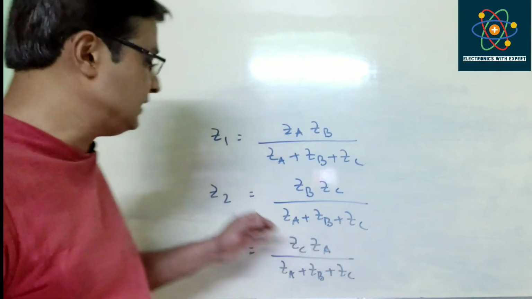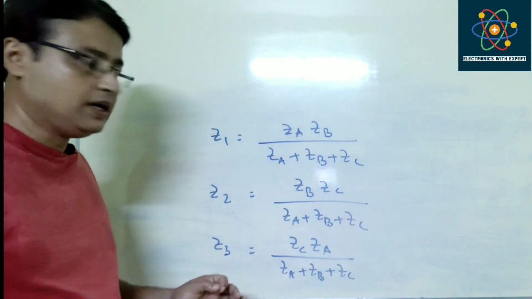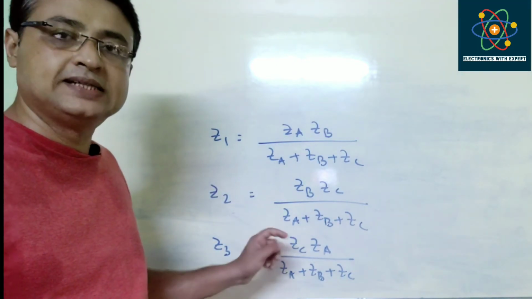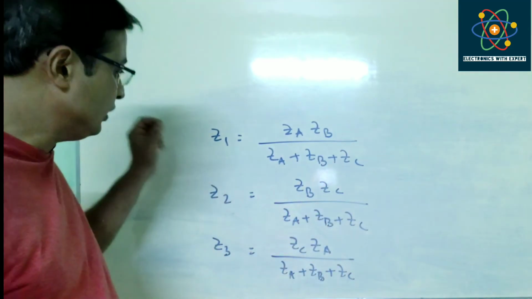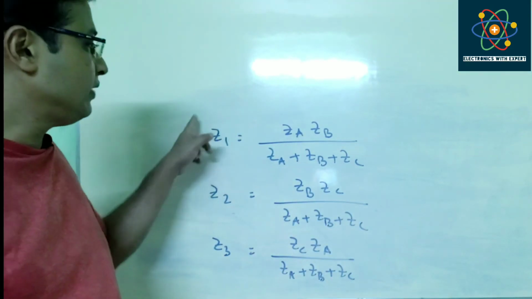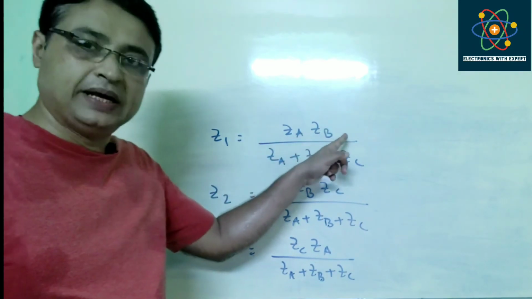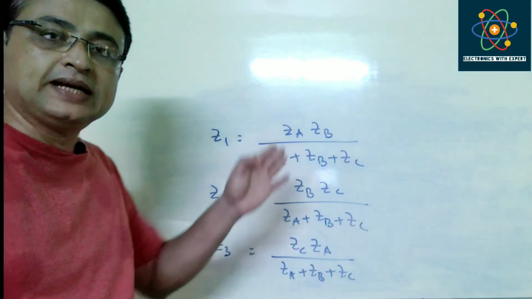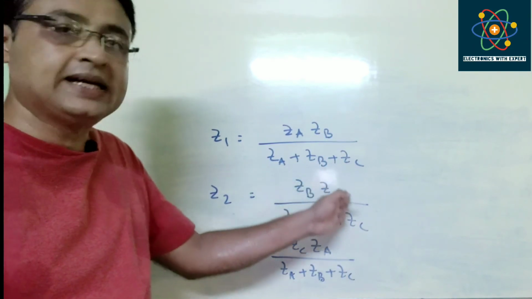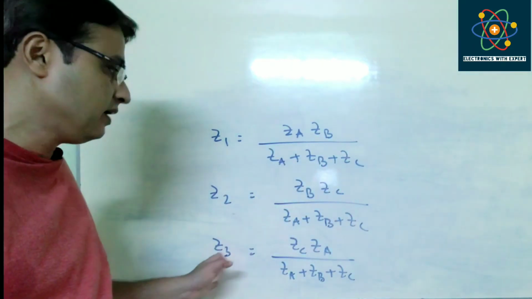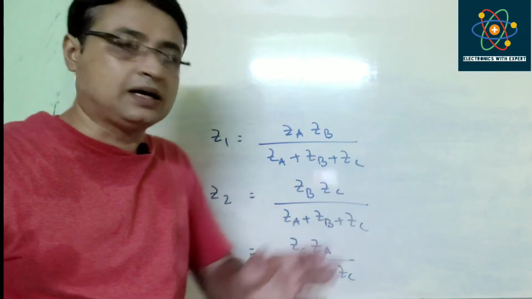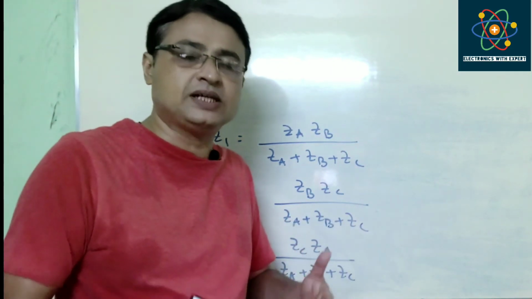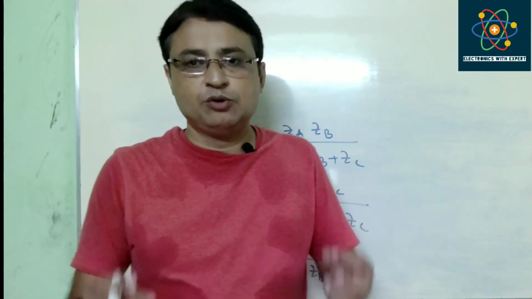How to remember these three values Z1, Z2 and Z3? You can see here that the denominators of all three are equal, that is ZA plus ZB plus ZC. Now for the numerator, when you are considering Z1, this is ZA ZB, so the first two. Whenever you are considering Z2, that is the second and third term, that is ZB ZC. And next, for Z3, that is the third term and the first term, on the numerator side you have ZC ZA. So this is the way you can remember these three values.